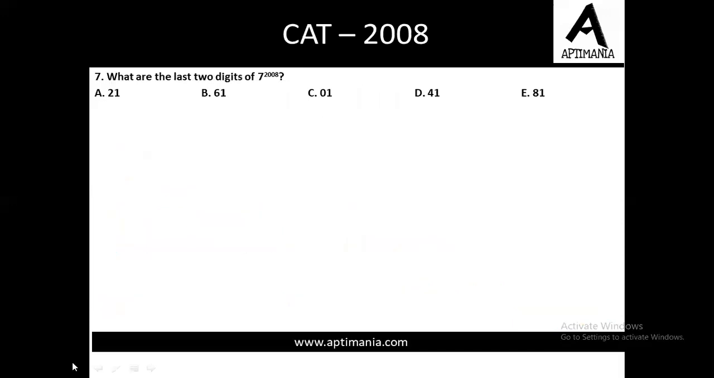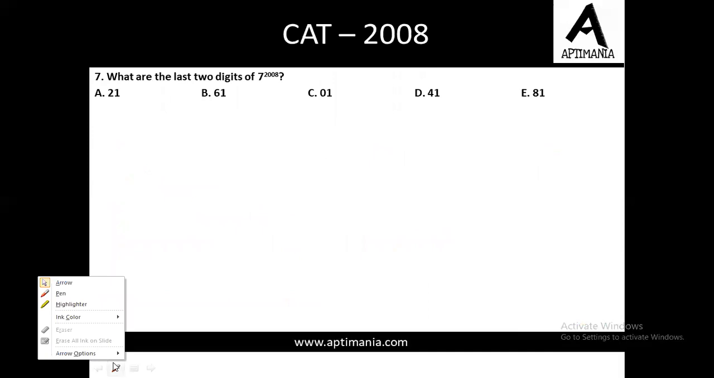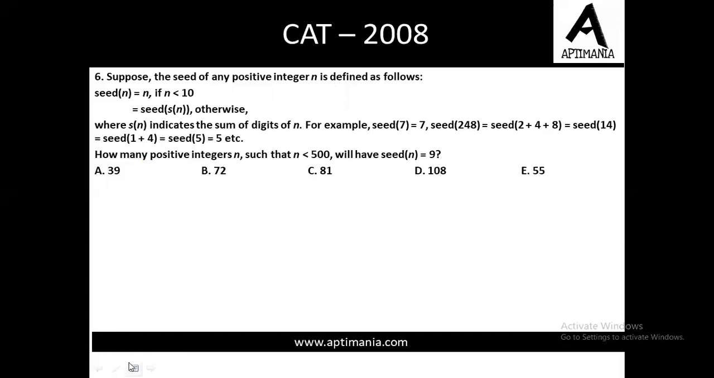Let's go ahead for the next question. Question number 6 is on the screen. Let's try to solve it out. Okay, sorry, it's question number 6. Let us try to solve it out.